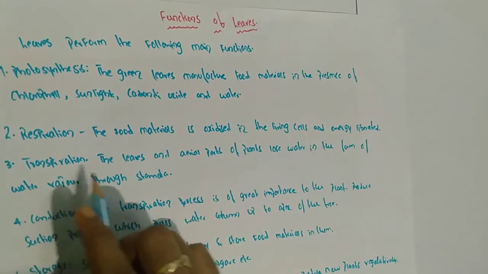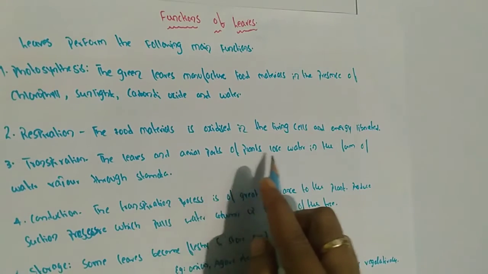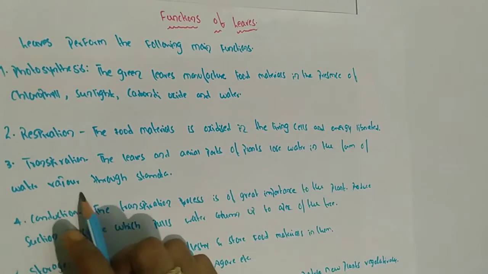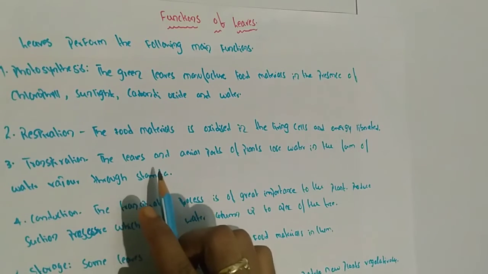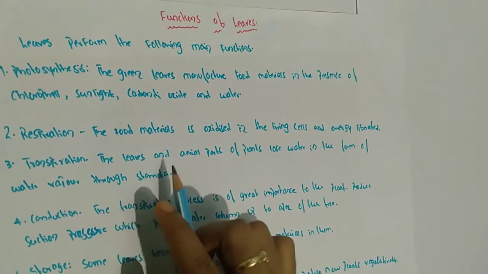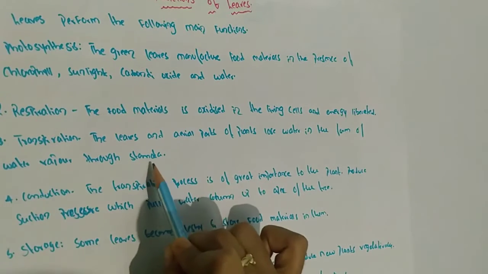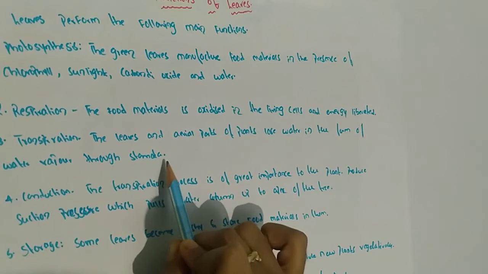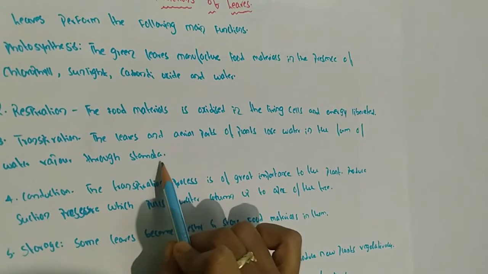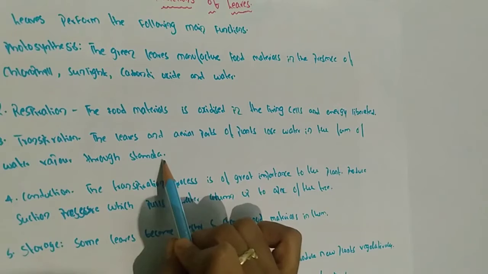Next, transpiration. The leaves and aerial parts of plants lose water in the form of water vapor through stomata. So through stomata, the water vapor comes out. Stomata are helpful for exchange of gases and are made up of two subsidiary cells and two guard cells.